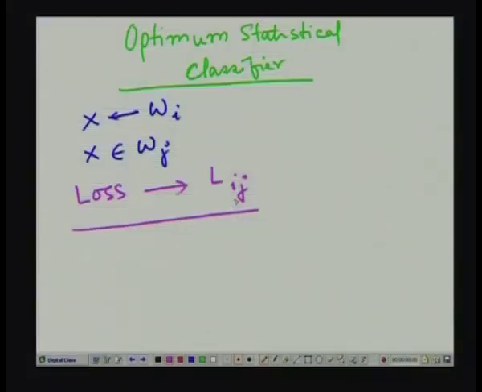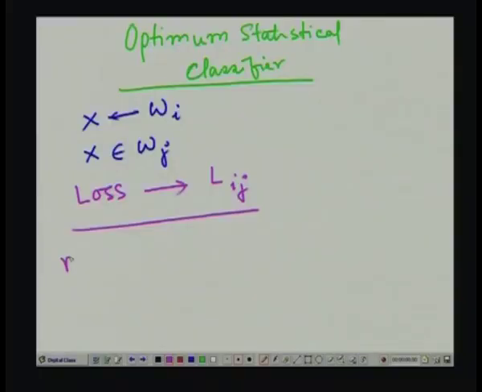Then this optimal classifier is designed based on the concept that the average loss of taking a decision will be minimized. So, how can we represent this average loss? This average loss can be written as R x, which is nothing but L k j into P of omega k given feature vector x.